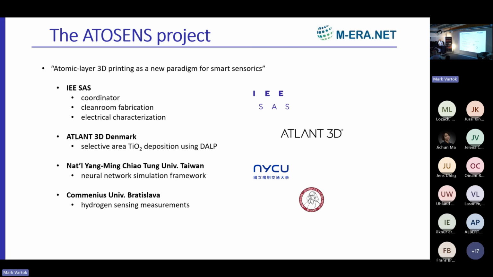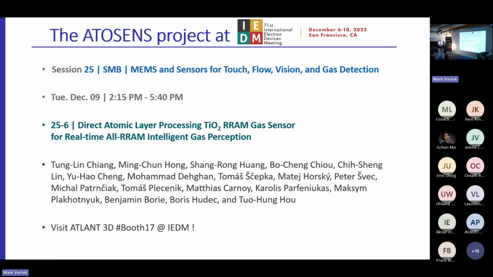And I'm proud to announce that the first output of this project will be presented at IDM next month in San Francisco. It was accepted to the sensor division. The paper is called Direct Atomic Layer Processing of Titanium Oxide Resistive RAM Gas Sensor for Real-Time Gas Perception. So if you have a chance to visit San Francisco, make sure you visit the ATLANT booth at IDM. Make sure you visit the ATLANT booth here as well.